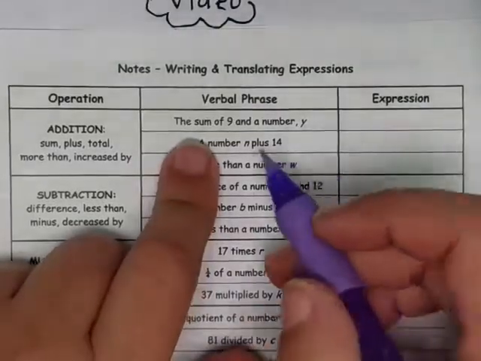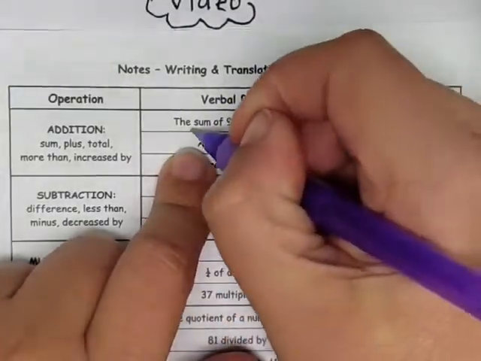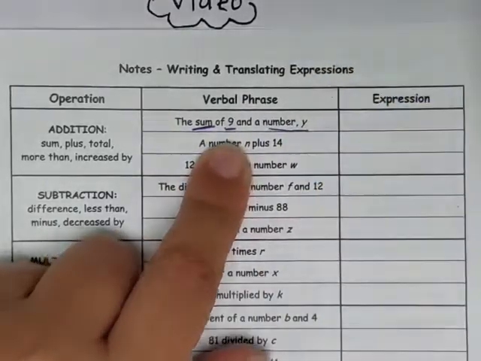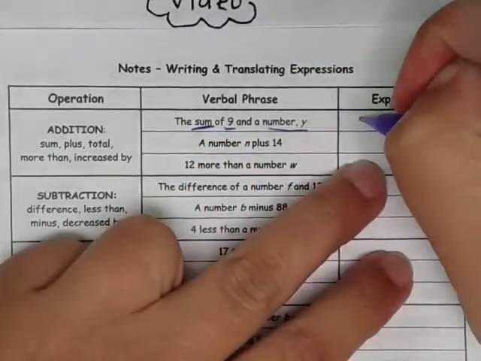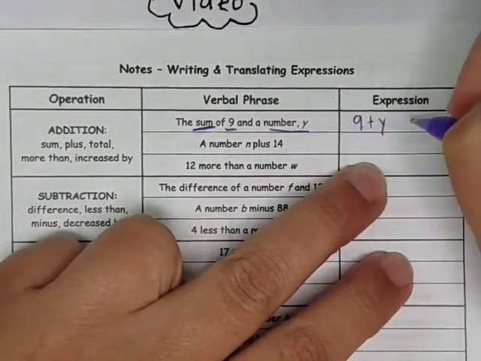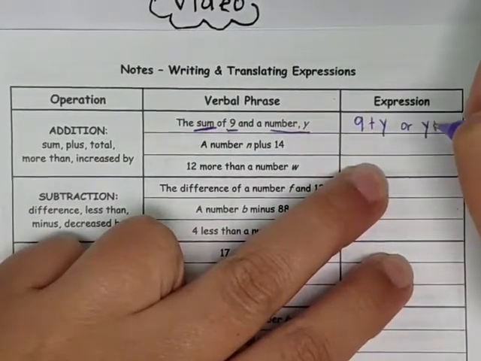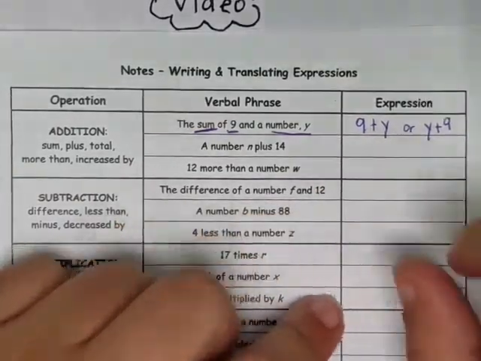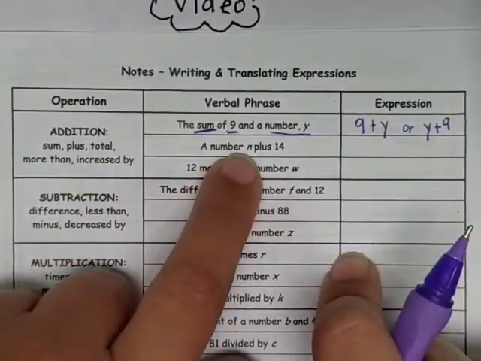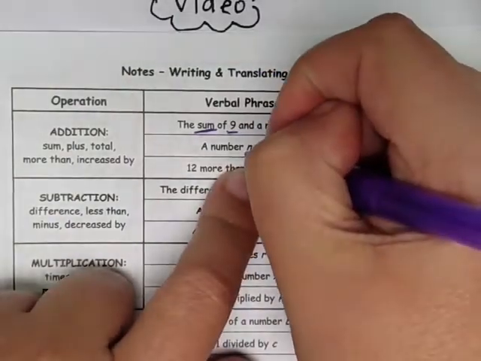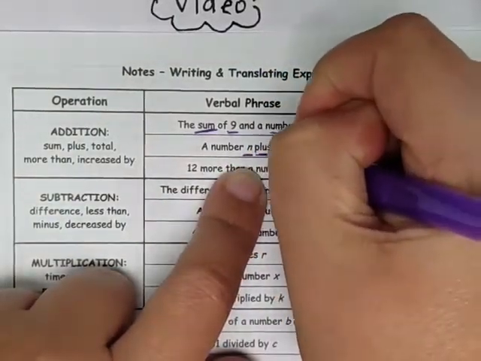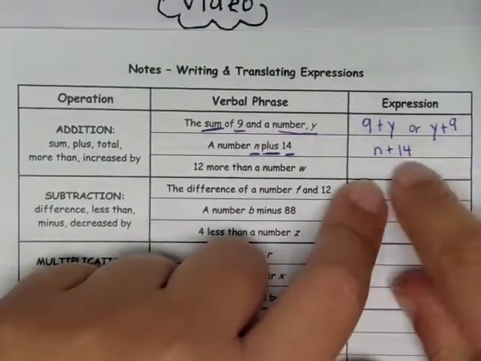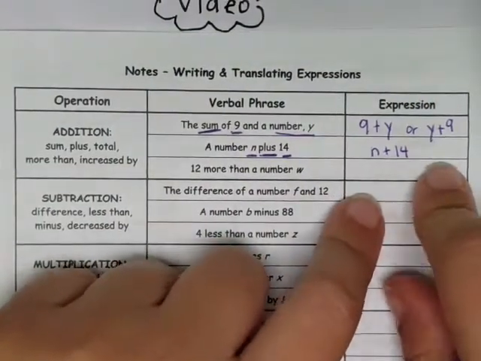So right here, the sum, so we know we're going to be adding, of 9 and a number y. So we're going to add 9 plus y, or y plus 9. The reason why we could change the order is because it has that commutative property, so either one of these works. A number n plus 14, so n plus 14. And again, if you wanted to use the commutative property and say 14 plus n, that works as well.